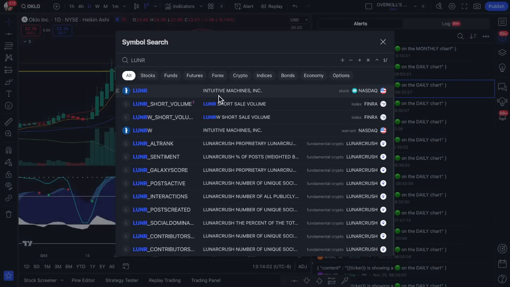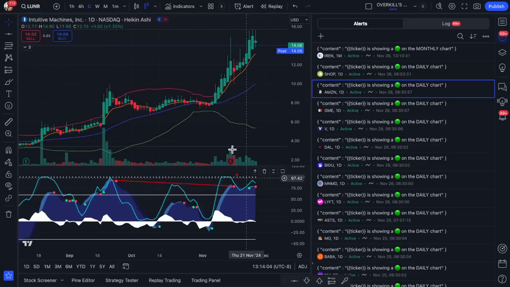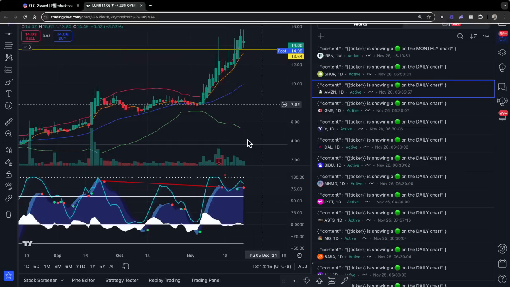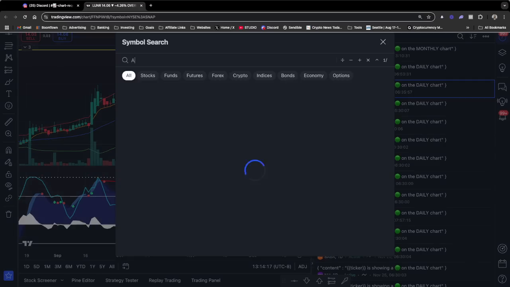LUNR. Okay, very overextended. I'd be taking profits up here. Stop loss at 13.50 if you don't have it already, but red dot. Very overextended, very far off of the moving average there. Definitely set the stop loss at 13.50 on that one. ACHR.